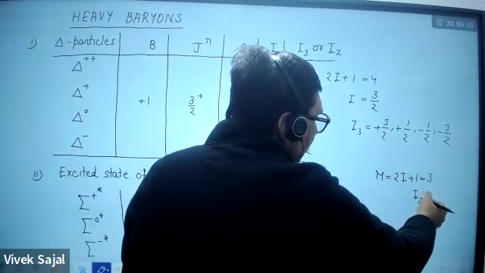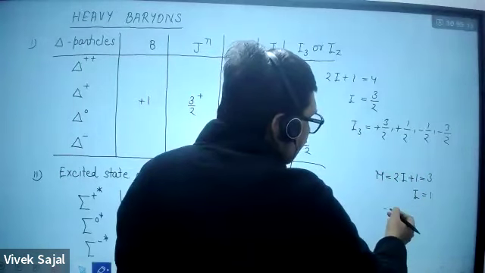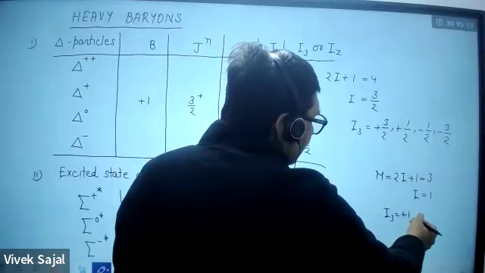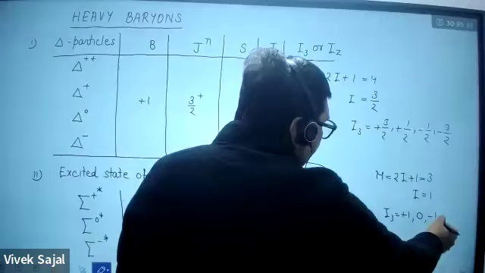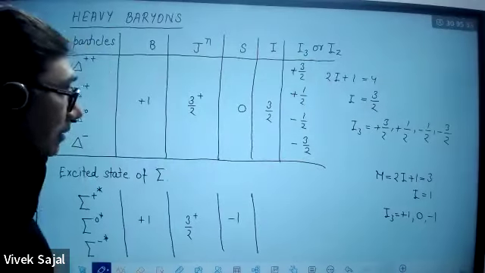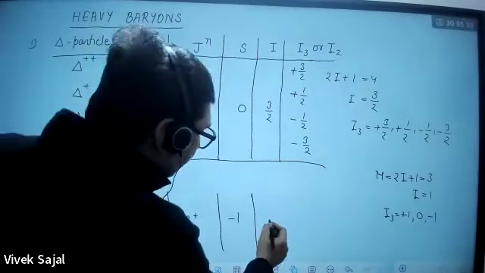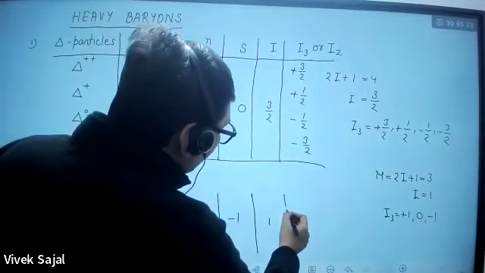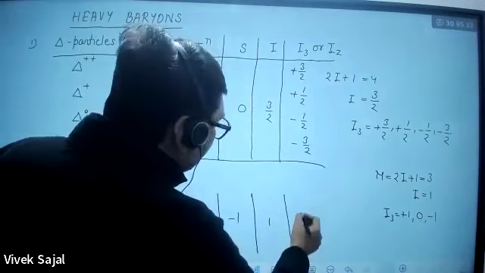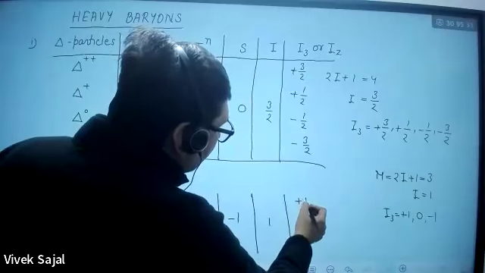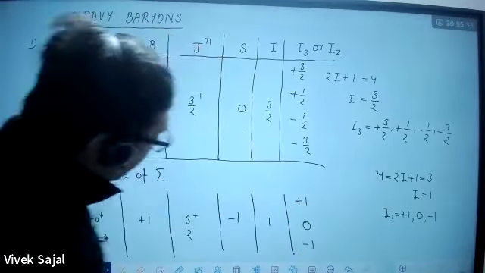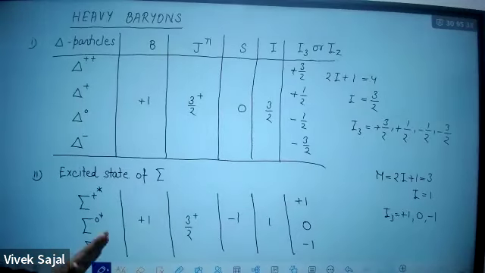So what will be I? I3 or Iz will have three possible values: +1, 0 and -1. Isospin I is 1, and I3 is +1, 0 and -1. These are the values.